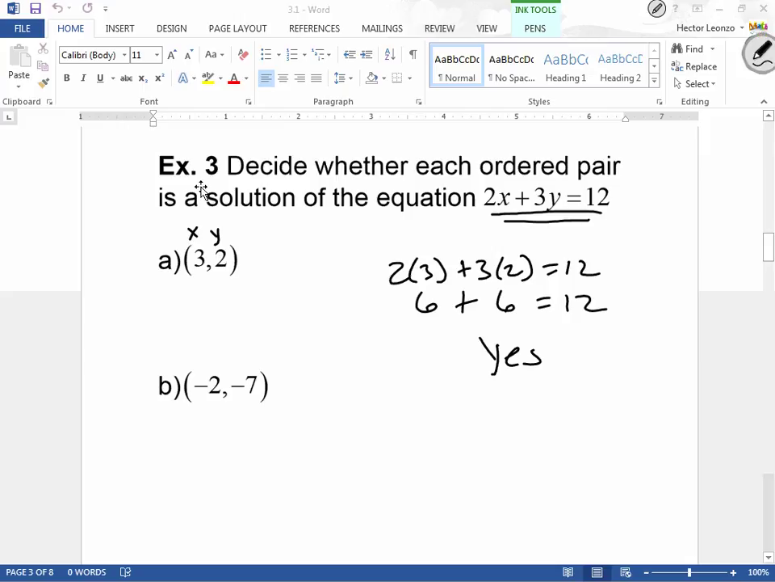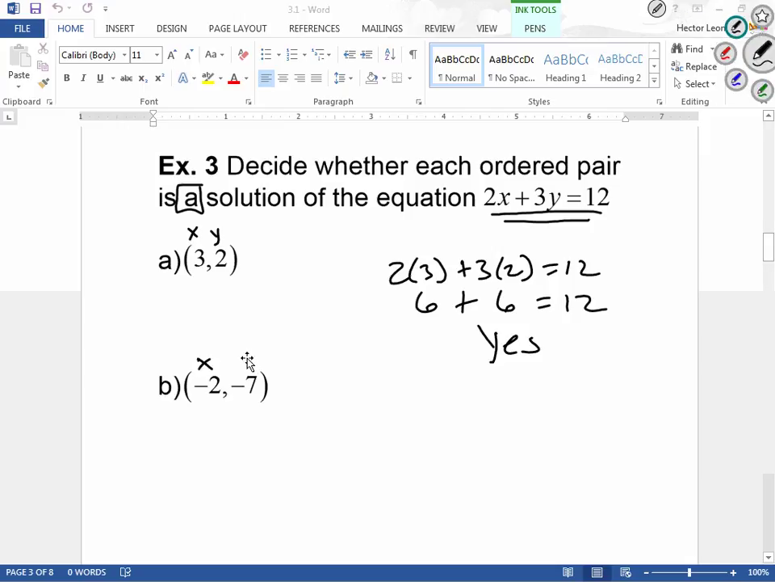Notice that we're calling it a solution, not the solution, because there are infinitely many numbers that could make it true. So the question is, is this a solution? Is this one of them? In this case, yes. Let's take a look at this other example.